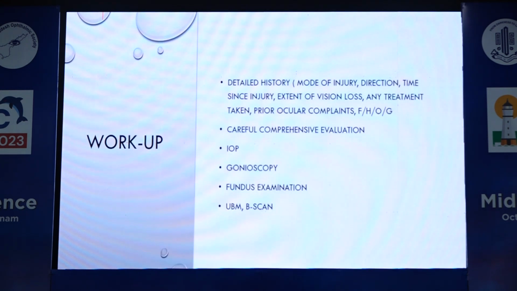So, workup: we should take a detailed history, including the mode of injury, the direction of the force, time since injury, extent of the vision loss, any treatment taken earlier, prior ocular complaints present before injury, and any family history of glaucoma. This is followed by a careful comprehensive evaluation, intraocular pressure examination, and gonioscopy. Gonioscopy should be avoided when there is hyphema, because of the risk of rebleed.